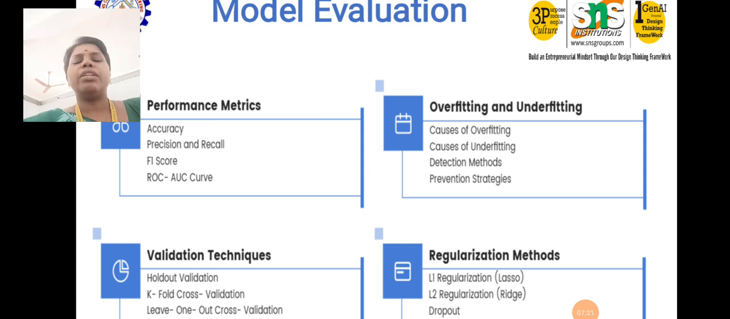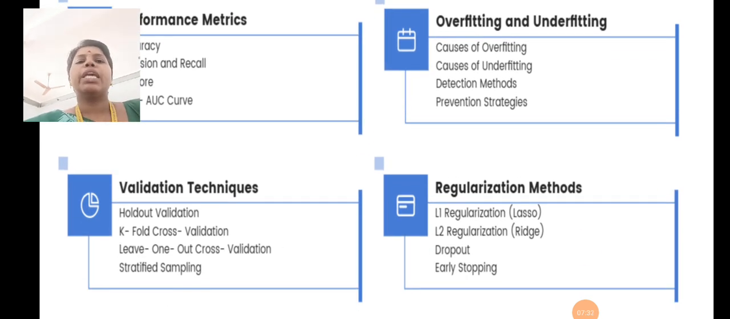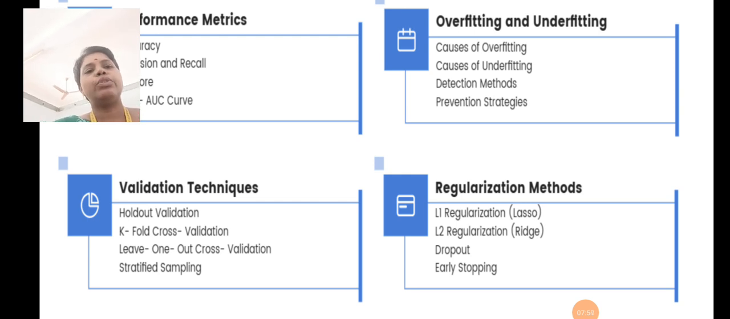Coming to the validation techniques, we have made the performance metrics and overfitting and underfitting analysis, and now how are we going to validate the technique based upon this: holdout validation, k-fold cross validation, leave-one-out cross validation, stratified sampling. These are some algorithms and logic behind validating the technique in an efficient manner. And coming to the regularization methods, we have four types to regularize neural networks: L1 regularization, also called lasso, L2 regularization, also called ridge, dropout, and early stopping.